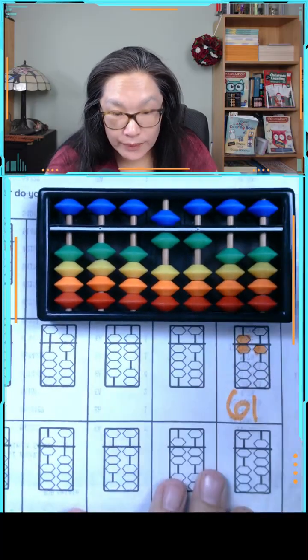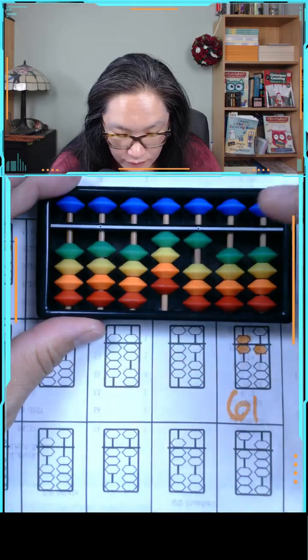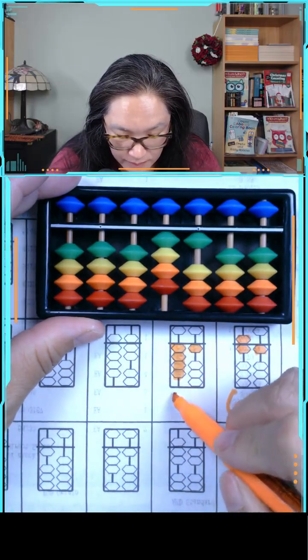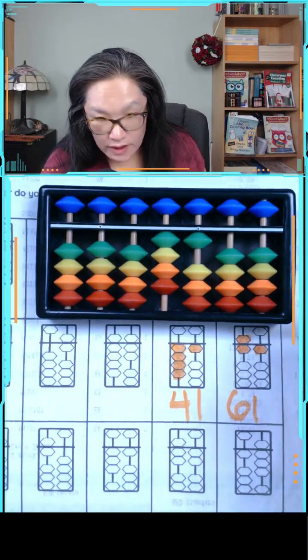What's our next number? So we have... What number do you think that is? There it is. 41.